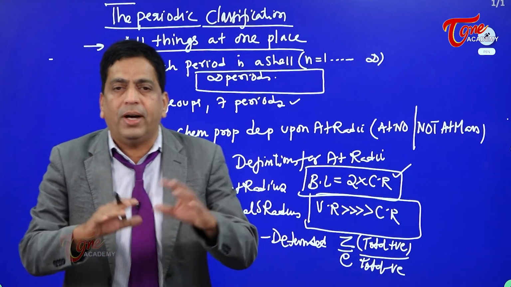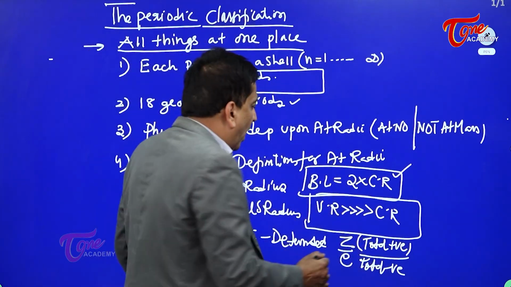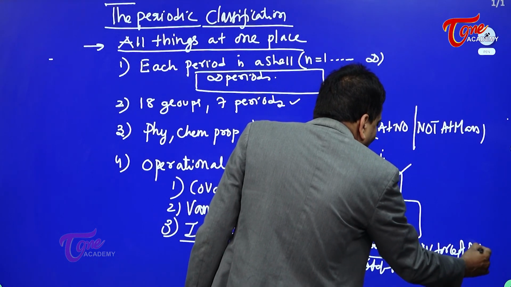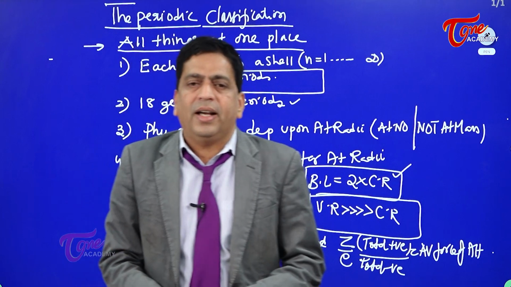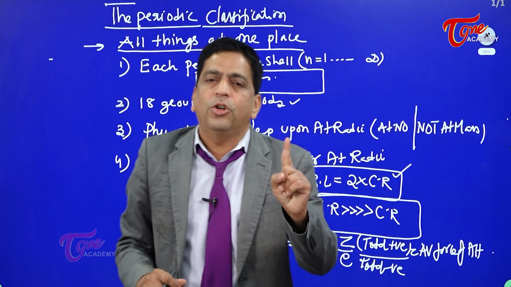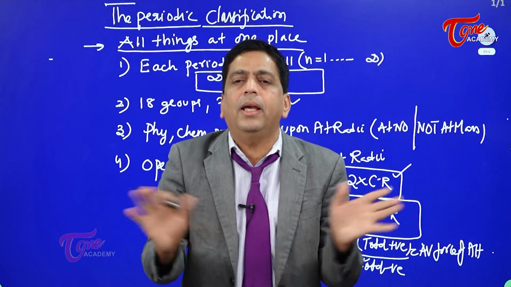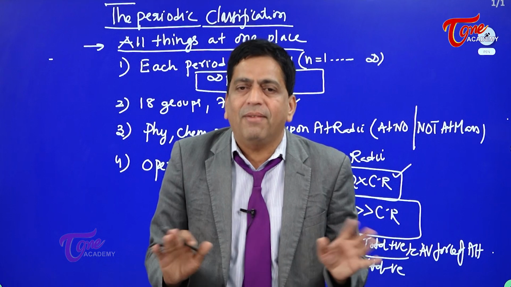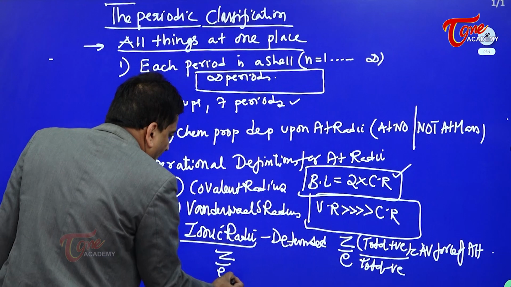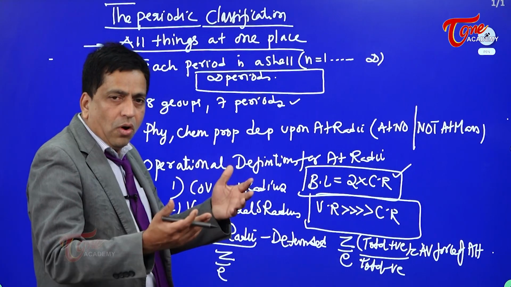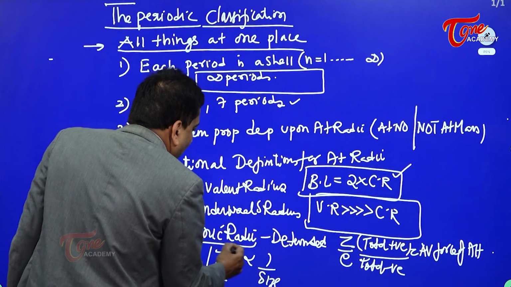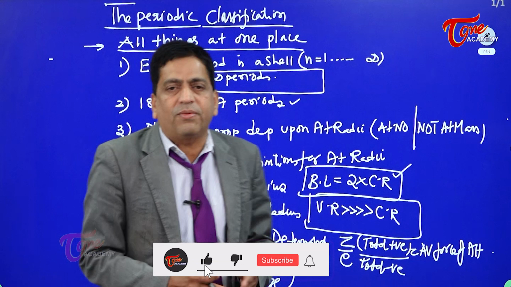Total positive charge divided by total negative charge will give you the average force of attraction. If the average force of attraction is higher, then the size is lesser. So if you want to determine ionic radii, use Z by E, that is the average force of attraction. If the average force of attraction is more, then the size is lesser. So it's inversely related to size.